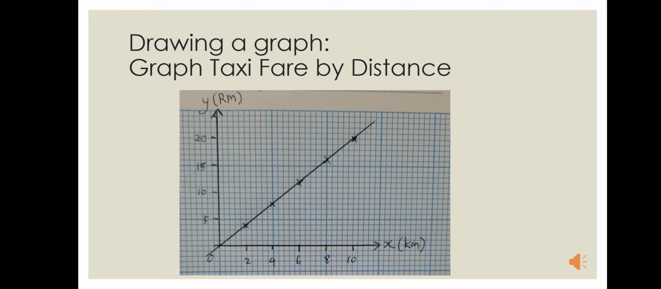Now, we want to draw a graph of taxi fare by distance. After you have drawn the graph, you could see that the graph of y against x is a straight line that passes through the origin. The variable y varies directly as the variable x.